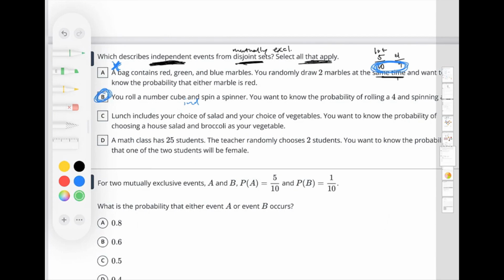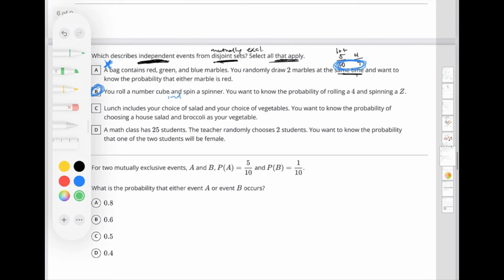C, lunch includes your choice of a salad and your choice of vegetables. You want to know the probability of choosing a house salad and broccoli as your vegetable. So think of it as 2 separate dishes. You have all the salads. You randomly pick one out of your fridge, and you randomly pick a vegetable that's not a salad. Okay, that's the hard part. I'll just make sure that's clear. But they're independent. Sometimes there's glue on things, so you can imagine the vegetable is glued to the salad container. That's how it's affected. But these are not.